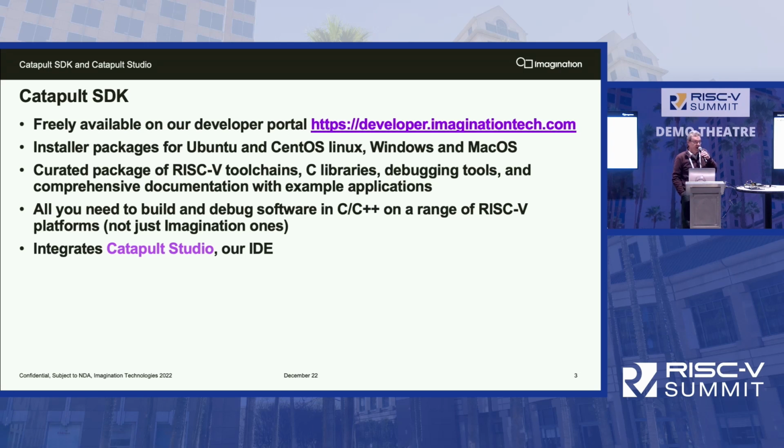So we're making this freely available. You can download it from our developer portal on our website there. You can run it on your favorite platform, whether that's Debian-based Ubuntu or an RPM-based Ubuntu or Windows or macOS. So you get a curated package of tool chains, C libraries, debugging tools, most importantly, comprehensive documentation and examples.